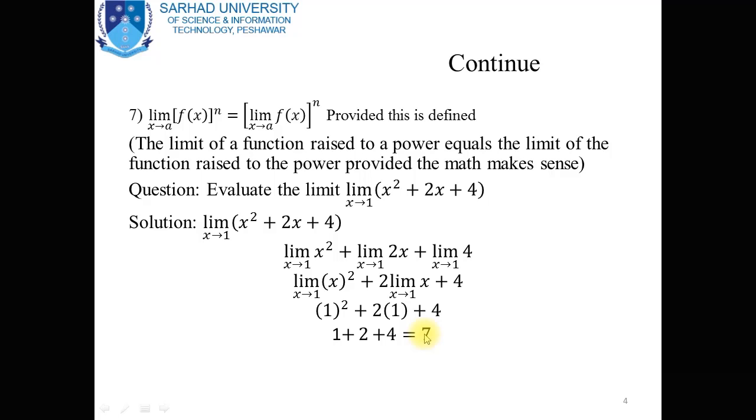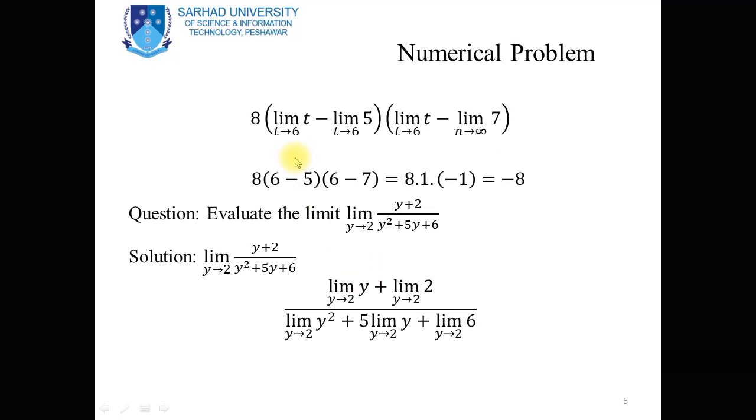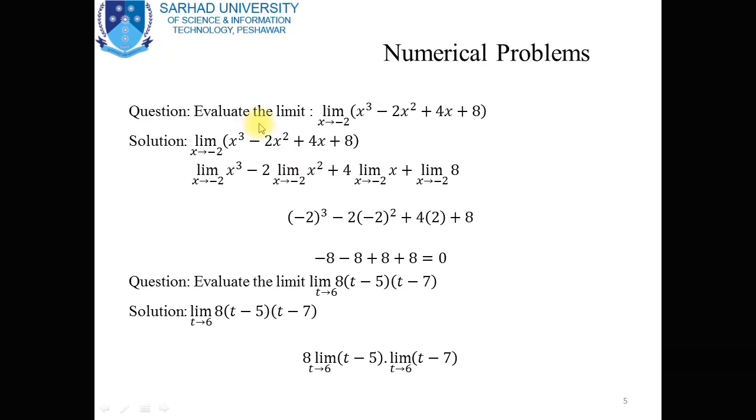Now again another problem, limit. Evaluate the limit x tends to minus 2 of x cube minus 2x square plus 4x plus 8. So limit x tends to minus 2 for the function x cube minus 2x square plus 4x plus 8. Applying the limit x tends to minus 2 for x cube, for 2x square, for 4x, and for 8.